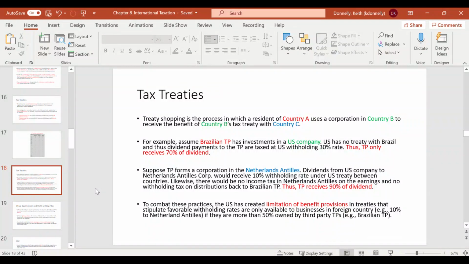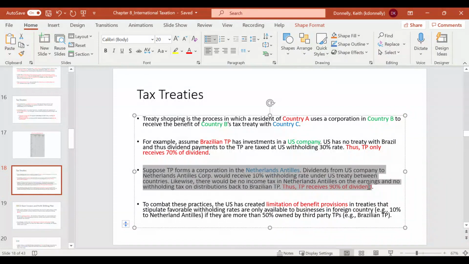So in this case, if we did option B down here, we'd receive 90% of the dividends. In other words, you go to a 10% rate versus a 30% rate up here. So you can see this is the idea of treaty shopping, leveraging a treaty down here to pay less tax.